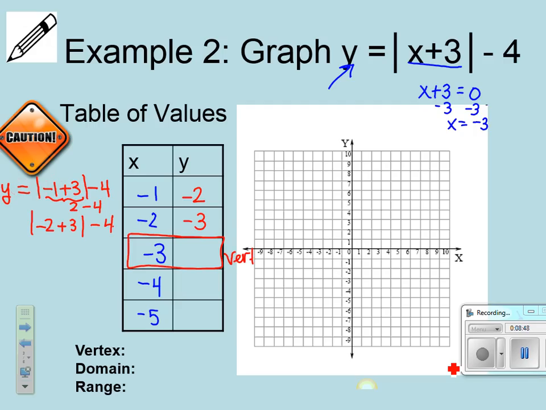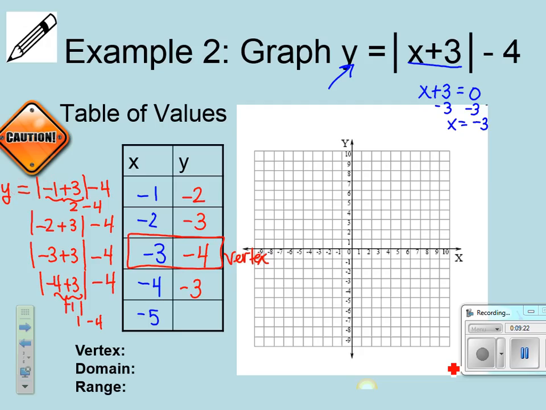Remember, this is our vertex. Okay, now let's find the y value of the vertex. Negative 3 plus 3, absolute value of that, subtract 4. Negative 3 plus 3 is 0. Absolute value of 0 is 0. Minus 4 is negative 4. Absolute value of negative 4 plus 3 minus 4. Negative 4 plus 3, oops, that gives us a negative 1. We have to take the absolute value of that. That's a positive 1. 1 minus 4 is negative 3.